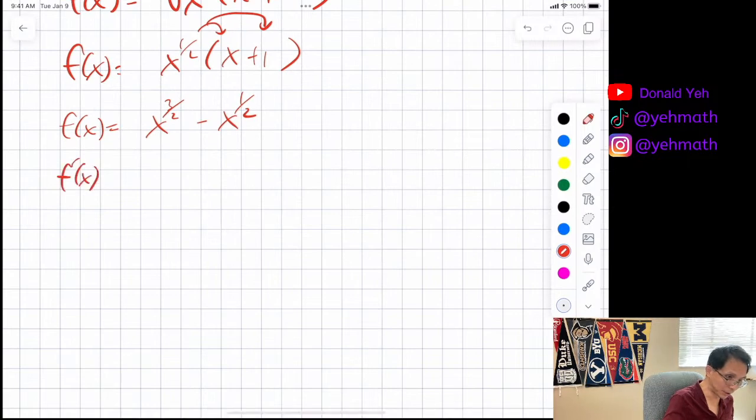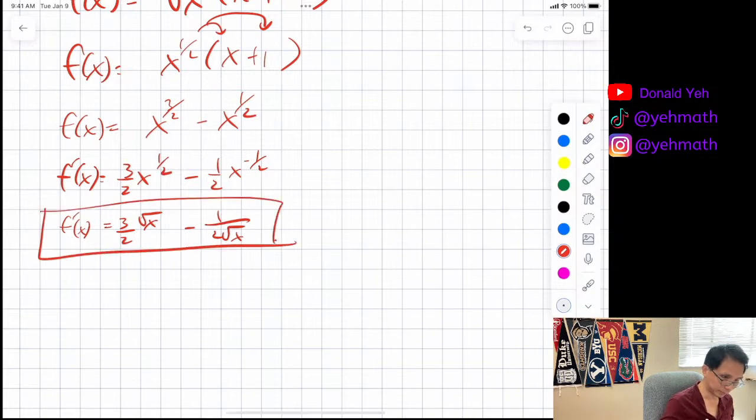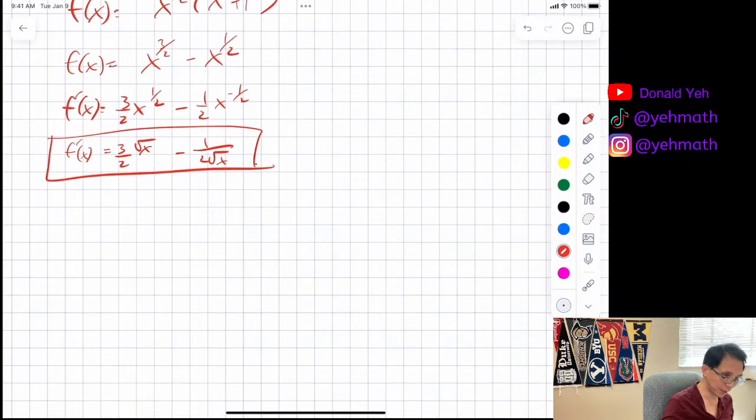So now I'm gonna take a derivative. It's gonna be 3 over 2 x to the 1/2 minus 1/2 x to the negative 1/2. So that's gonna be 3 over 2 square root x minus 1 over 2 root x. And that's gonna be the derivative of this. Sometimes questions get a little bit harder.